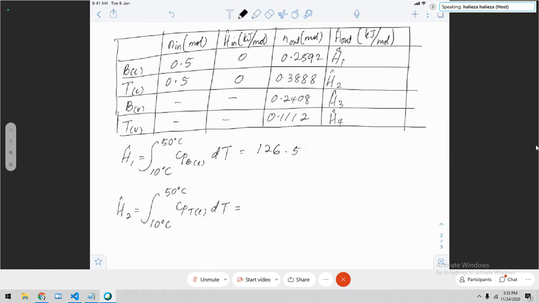126.5. Make sure that I got it right. Minus 3 integration from 10 degrees C to 50 degrees C plus 23.4 times 10 power 5. I got it written down earlier because I have done it earlier. So what is the answer, guys?